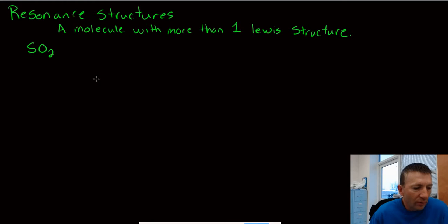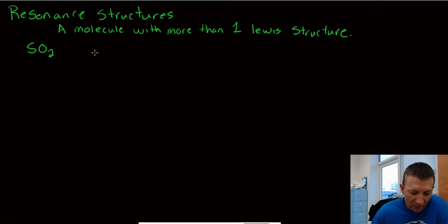For this tutorial, I'm going to be talking about something called a resonance structure. A resonance structure is a molecule with more than one Lewis structure. For example, we have the molecule sulfur dioxide. It can have more than one Lewis structure, so we're going to draw the Lewis structure for it here.